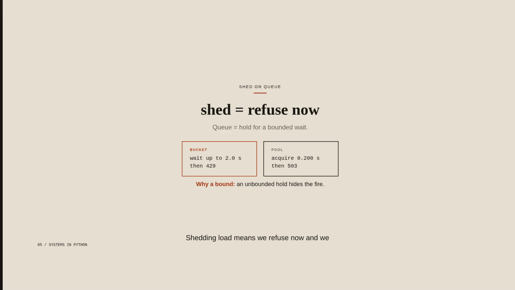Shedding load means we refuse now and we free the caller. Queuing means we hold the request for a bounded wait until a token appears. The password reset box queues on the bucket for up to 2 seconds, then sheds with 429. It sheds with 503 when the pool is full and the short acquire expires. An unbounded queue is not kindness, because memory grows while the fire stays hidden.